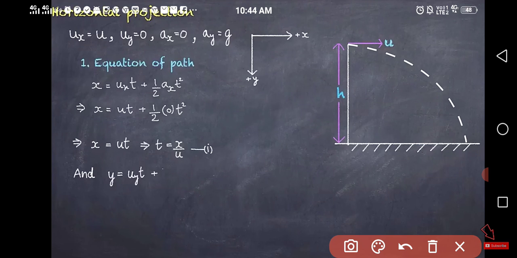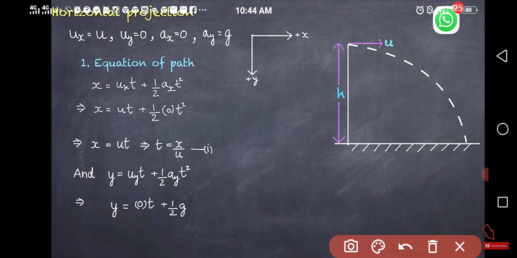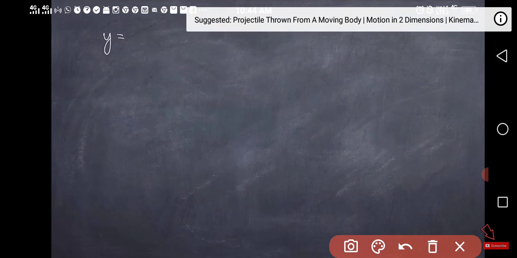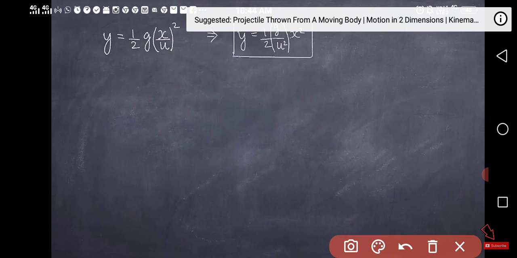Now let us write the same equation in the y direction. We have written it for horizontal motion. Let us start for vertical motion. So y is equal to uy t plus half ay t square. Put the value of uy as 0 and ay as small g. So we get y is equal to half g t square. Dear students, put the value of t. t was x upon u, so x upon u whole square. So we can write y is equal to half g upon u square x square.